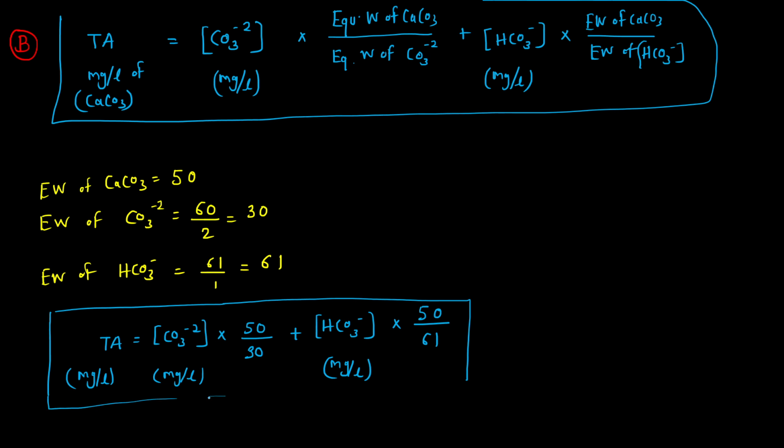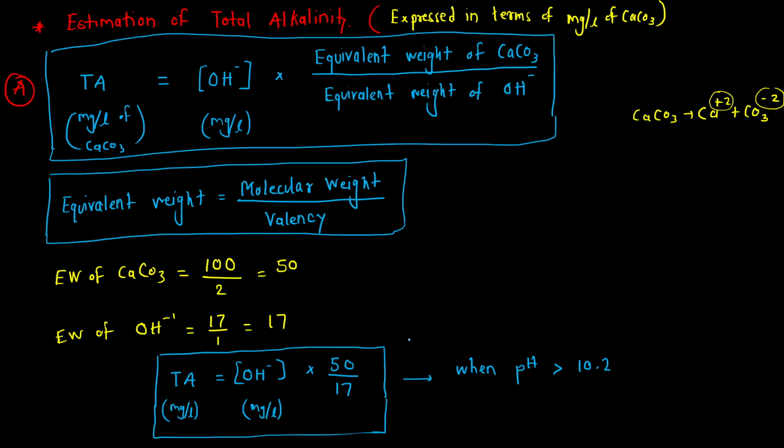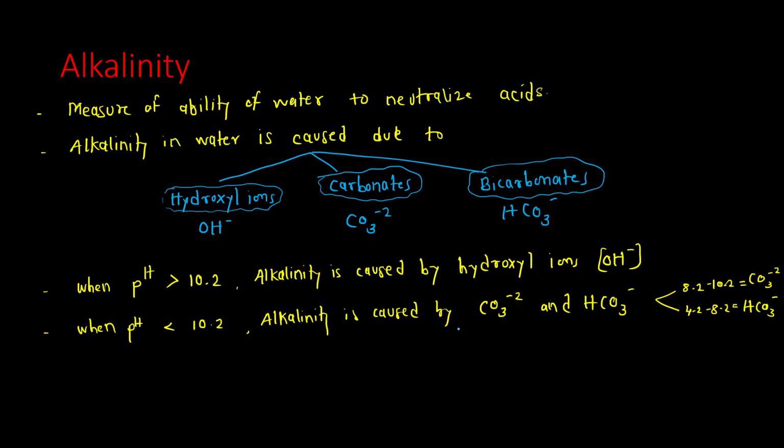So this is the formula for total alkalinity, and we will use this formula when pH is less than 10.2, because when pH is less than 10.2, alkalinity will be caused due to both carbonate and bicarbonate ions.